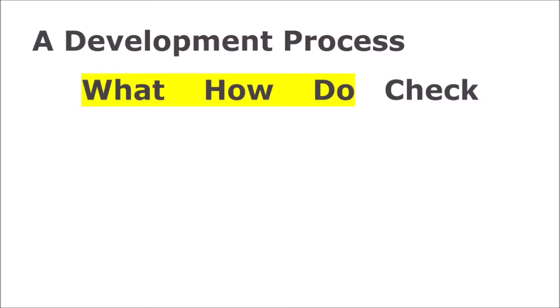To tackle the software complexity problem, the first step is to start working in a non-chaotic way. A simple development process is the what, how, do, check process. First, we need to work together with customers and end users to understand what is wanted, what the problem is, and quickly find out things that are unclear or misunderstood. This is the what step.